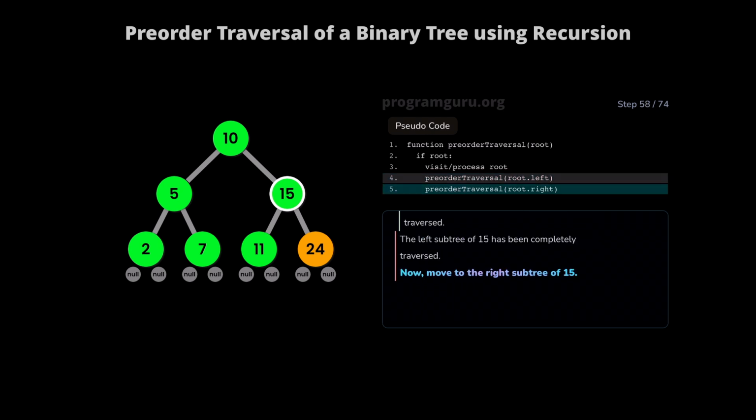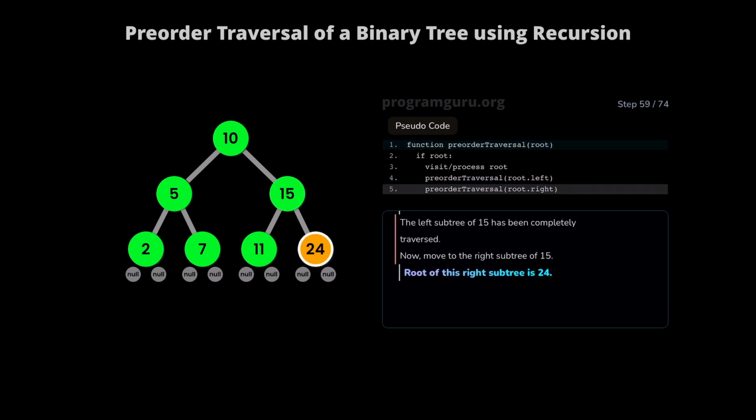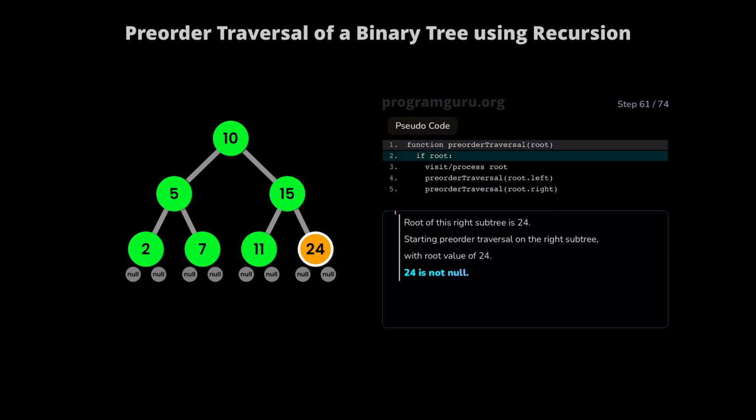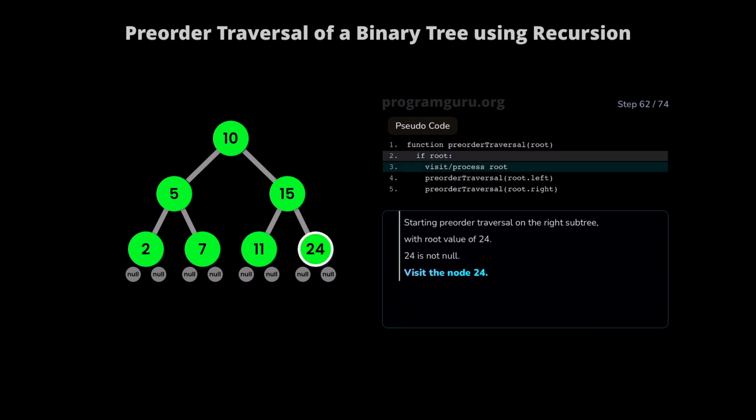Now move to the right subtree of 15. Root of this right subtree is 24. Starting preorder traversal on the right subtree with root value of 24. 24 is not null. Visit the node 24.